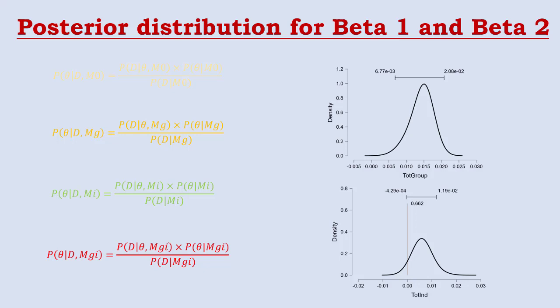The mean of group practice is 0.014, and the credible interval of that distribution goes from 0.00677 to 0.0208. So that is the posterior distribution of the beta 1 coefficient, and it gives us a 95% confidence interval, or credible interval, like we call it in Bayesian statistics.